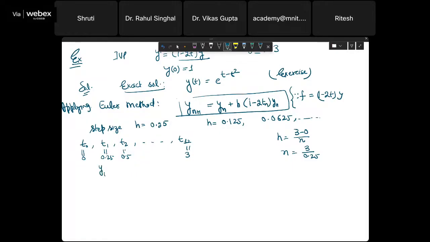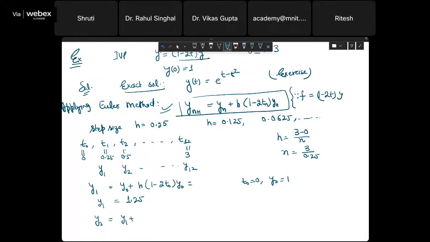At t1, you can get y1. At t2, you can get y2. Similarly, y12 you can obtain. So if you want to calculate y1, it will be y0 plus h times (1 minus 2t0) y0. We already know t0 and y0. t0 is 0, y0 is 1. Okay, these are the given values. So with the help of that, we obtain it simply as 1.25. At 0.25, once you substitute every value, you will get this.